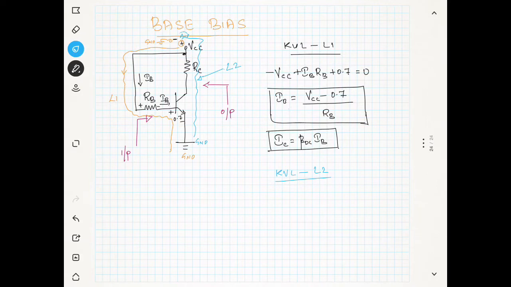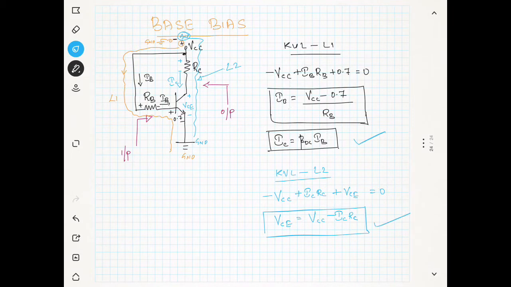We are starting from the ground. It is minus VCC, then the current IC is moving down, so here it is plus and this is minus. So plus IC RC. Then this is VCE, so plus VCE, then nothing else, equal to 0. So we can find VCE from this: VCE is equal to VCC minus IC into RC. So this is another equation. We got the equation to find IC and we got the equation to find VCE.